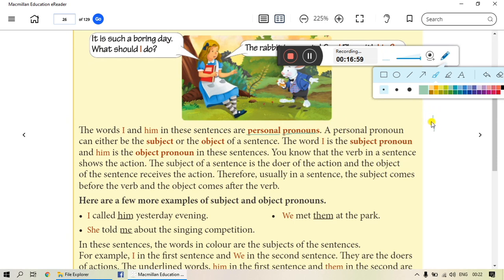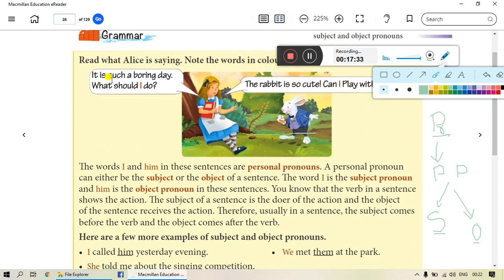Okay, when there is a pronoun, there are types of pronoun, and one type of pronoun is the personal pronoun. A personal pronoun can be subject or object. As I already told you, the subject is the one who does the action and the object is the one who receives the action. So there are two types of personal pronoun.